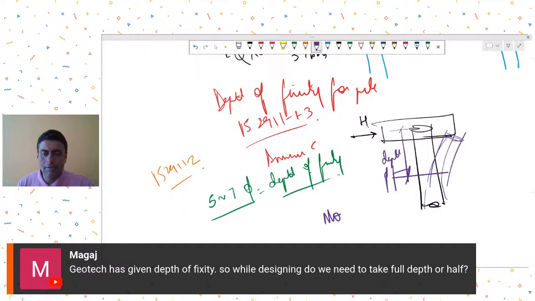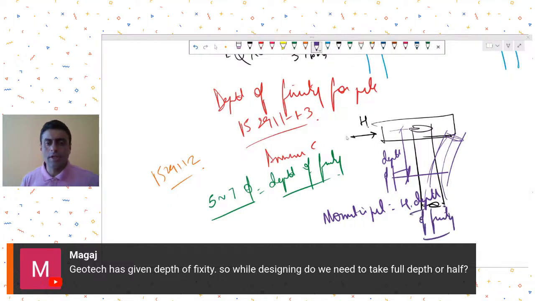So moment in the pile will be h times depth of fixity, and then you need to ensure, generally your pile geotech report also gives you the allowable moment that one pile can resist. So you need to see whether this h into depth of fixity is less than that moment capacity of one single pile. It's quite a small value, but yes, you need to check that. And then whatever moment is calculated, you have to provide reinforcement for that.